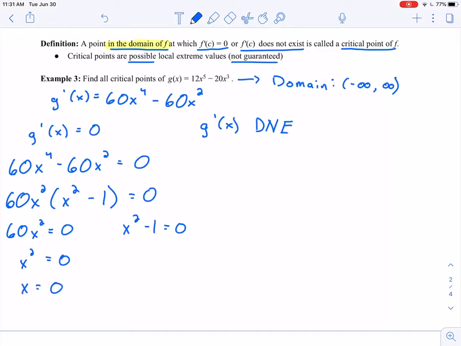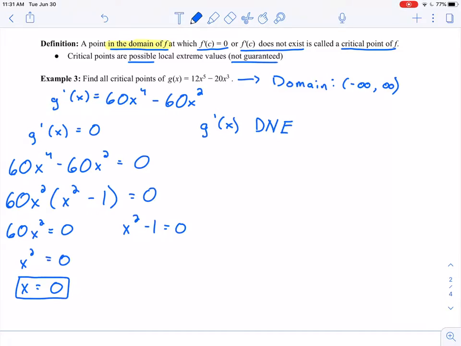If you don't factor at this point right here, you will not find this critical point of x equals 0. It just won't show up in your solutions to this equation. So it's really important that we do factor out at least x squared. Even if we don't get the 60, that's okay. We need this factor of x squared though. So x equals 0 is my first critical number or critical point here.